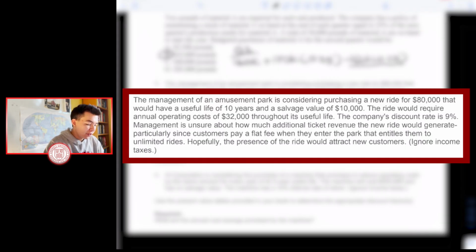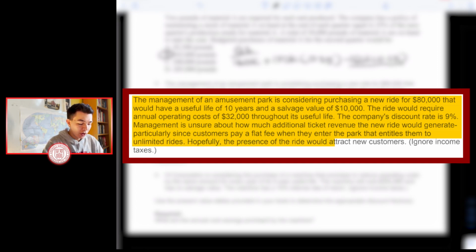So for part 3, it says the management of an amusement park is considering purchasing a new ride for $80,000 that would have a useful life of 10 years and a salvage value of $10,000. The ride would require annual operating costs of $32,000 throughout its useful life. The company's discount rate is 9%. Management is unsure about how much additional ticket revenue the new ride would generate, particularly since customers pay a flat fee when they enter the park that entitles them to unlimited rides. Hopefully, the presence of the ride would attract new customers.